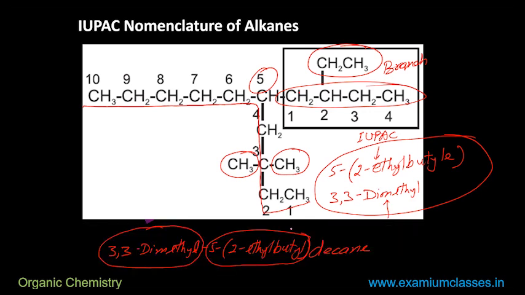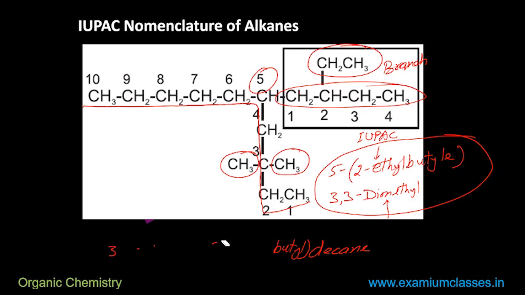No, E comes first, right? I don't know why I have written it. E comes first, not M. So this will be written first. Mistake of kindergarten kids. Okay. E comes first, so I will write 5-(2-ethyl butyl) first, because E comes first, and then I will write 3,3-dimethyl. After that, M comes.